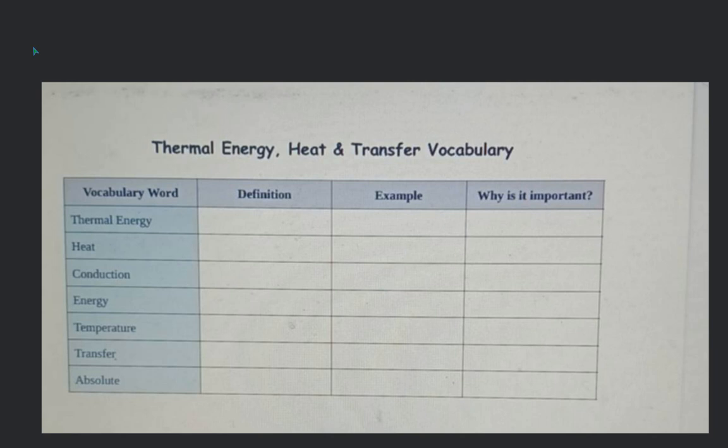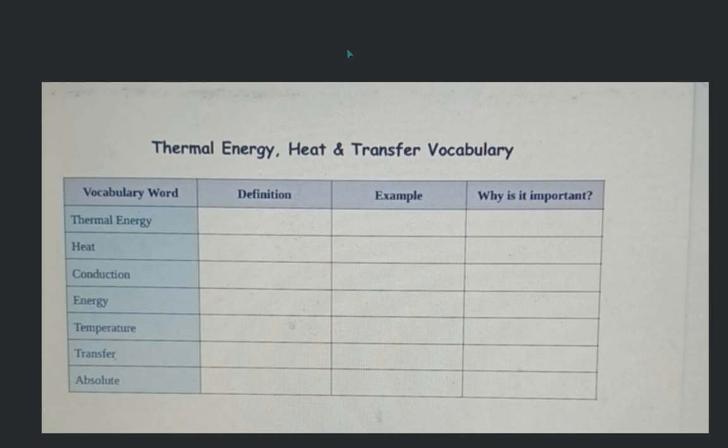So first one is thermal energy. So what is thermal energy? Thermal energy is a type of energy. It refers to the energy contained within a system that is responsible for temperature. Should I write that one? Sure, you want the writing of the definition? Yeah, that's what I want to write.